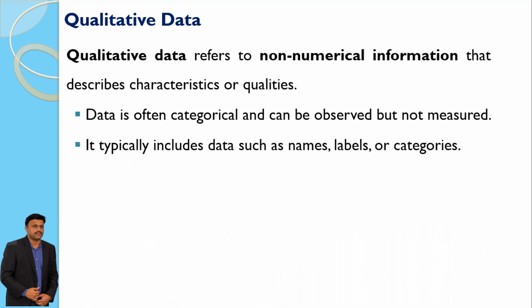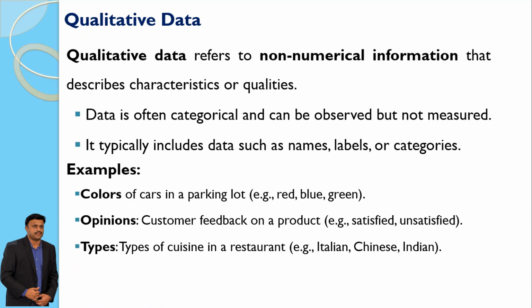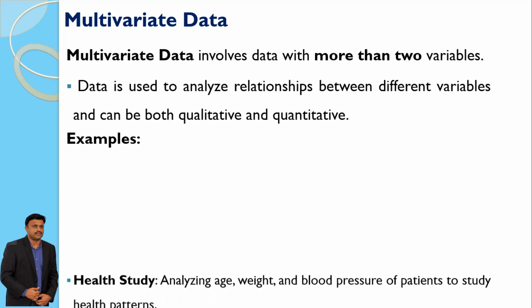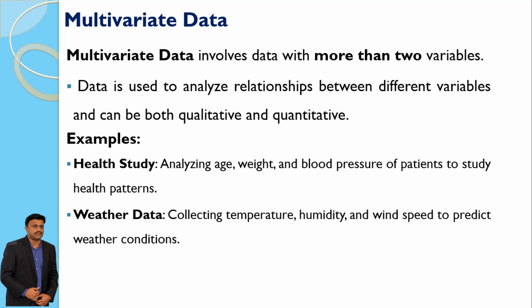Qualitative data refers to non-numerical information that describes characteristics or qualities. It includes data such as names, labels, or categories, like colors of cars, customer opinions, or types of cuisine. Multivariate data involves more than 2 variables and is used to analyze relationships between different variables. It can be both qualitative and quantitative, such as in health studies or weather data analysis.